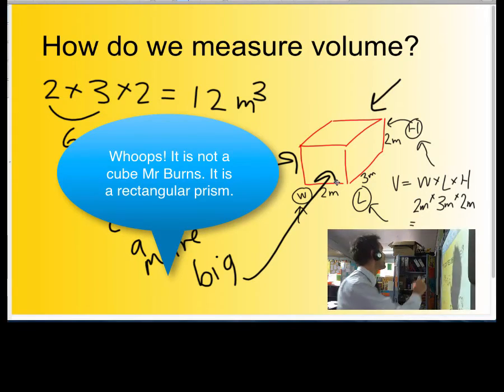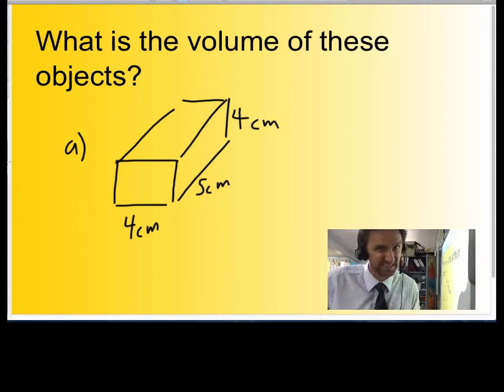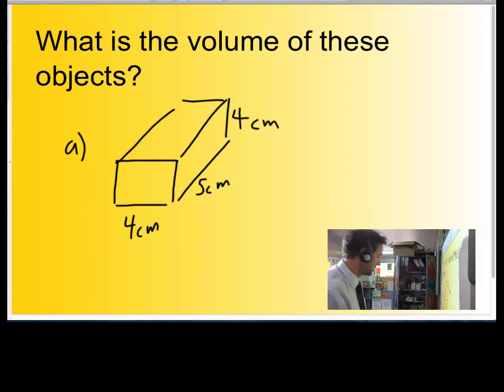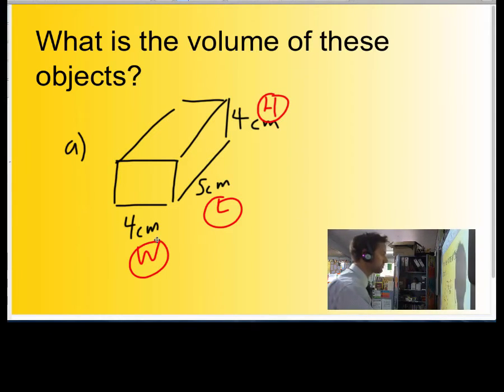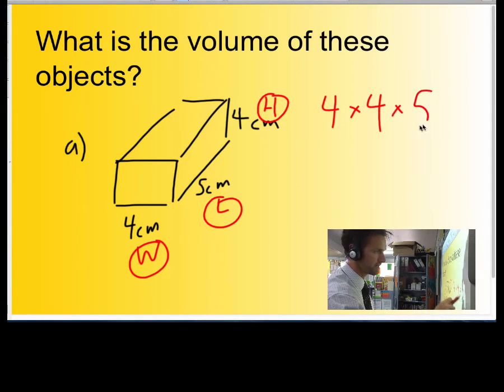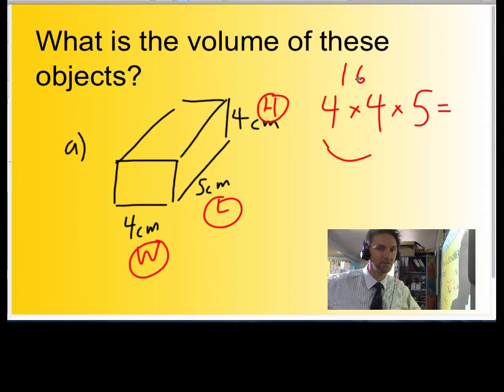Okay, let's have a go at one more perhaps. Let me show you this one. What is the volume of this object? Well, it's easy, guys. You've just got to times, once again, the length, by the height, by the width. So your sum should be 4 centimeters times another 4 centimeters times another 5 centimeters, which is 4 times 4 is 16. 16 times 5, oh gee, I don't know that off the top of my head.